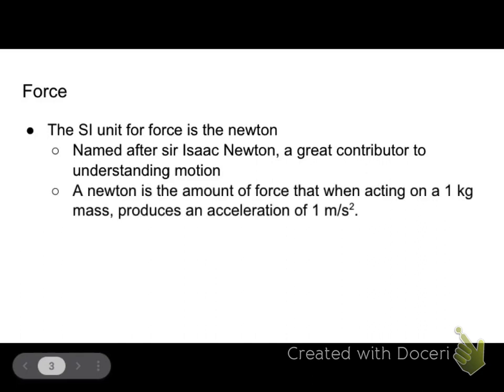Okay. A Newton is the amount of force that, when acting on a 1 kilogram mass, produces an acceleration of 1 meter per second squared. So however much force that actually is, that's what we define as 1 Newton. Therefore, 1 Newton is equal to 1 kilogram times 1 meter per second squared.